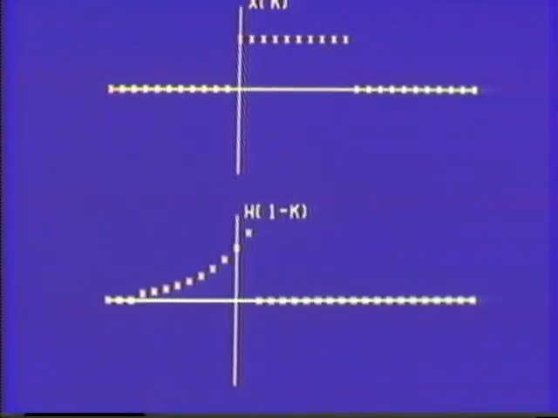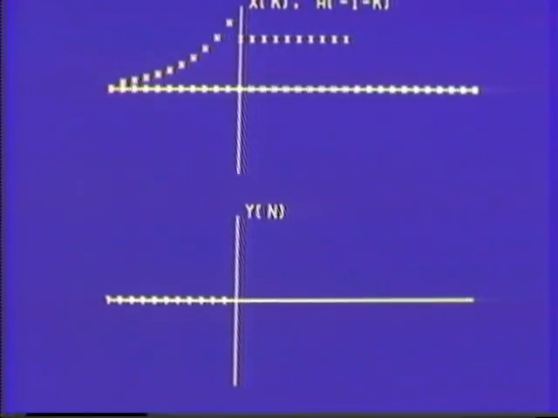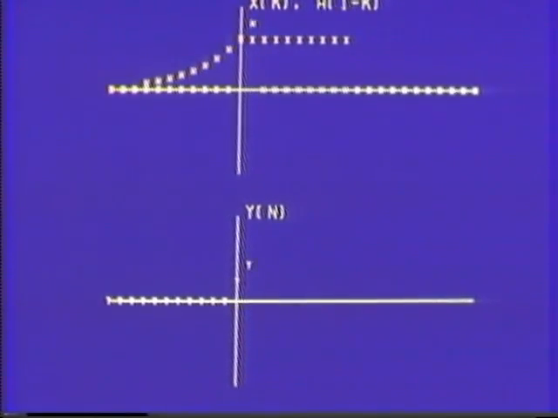So we have h[1 minus k]. And then to form y[n], we want the product of h[minus k] shifted with x[k], that product summed from minus infinity to plus infinity. So here we see x[k] times h[1 minus k], 2 minus k, 3 minus k, etc. Those multiplied and then summed from minus infinity to plus infinity.